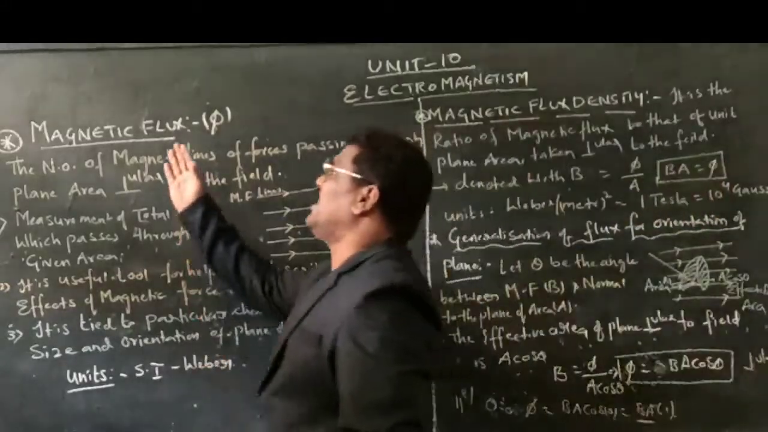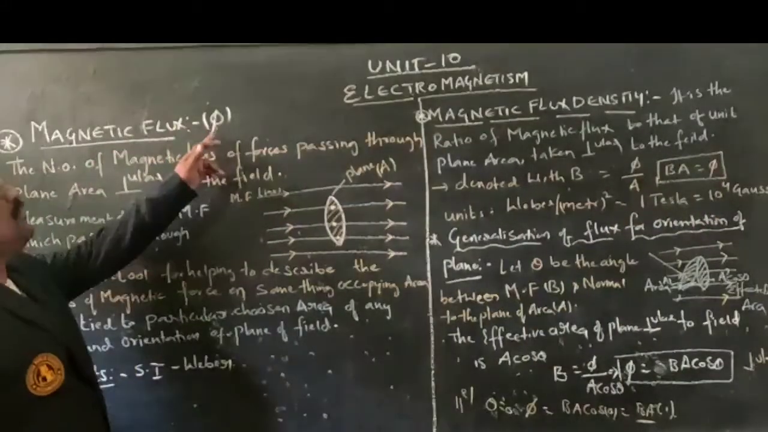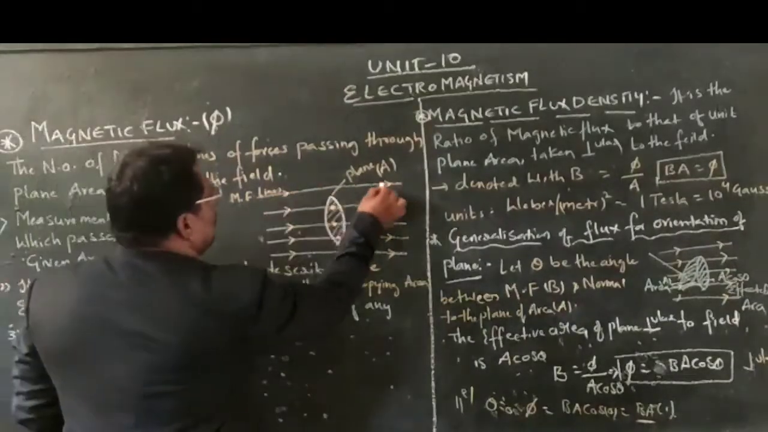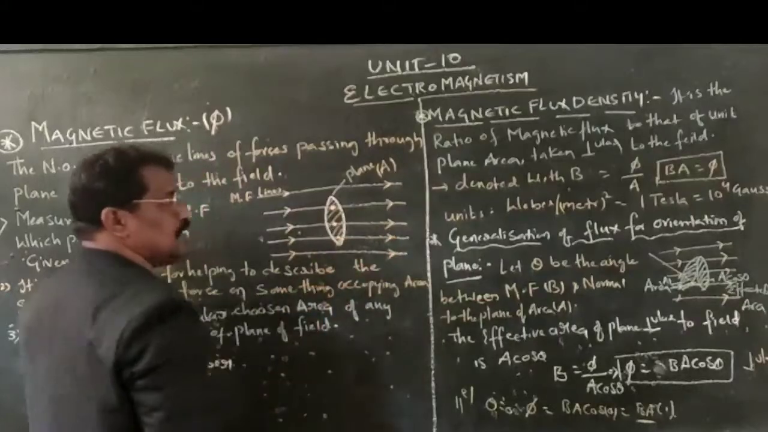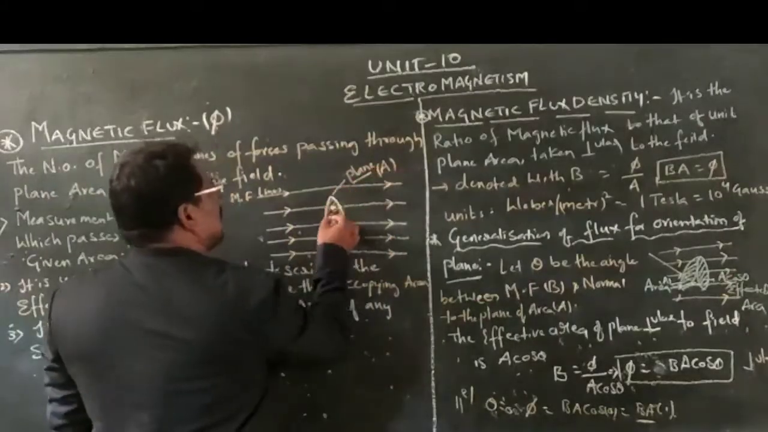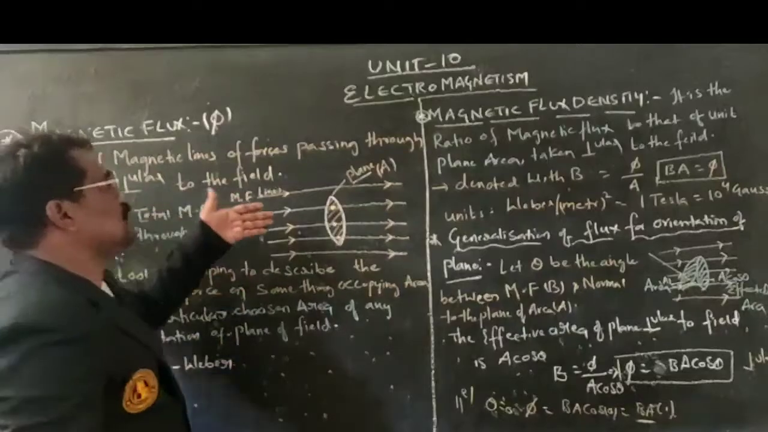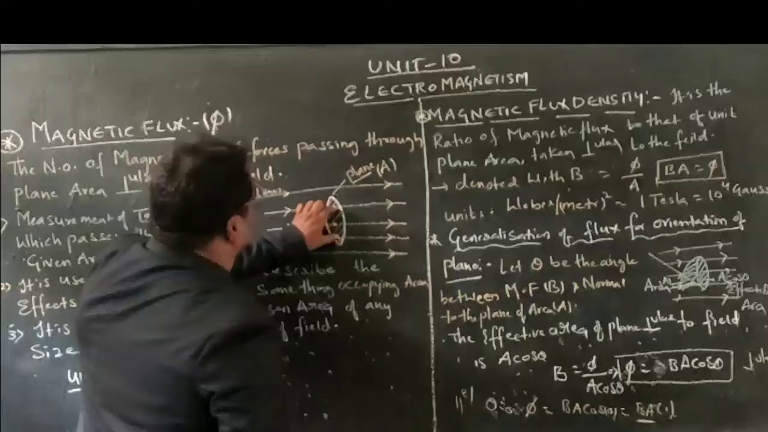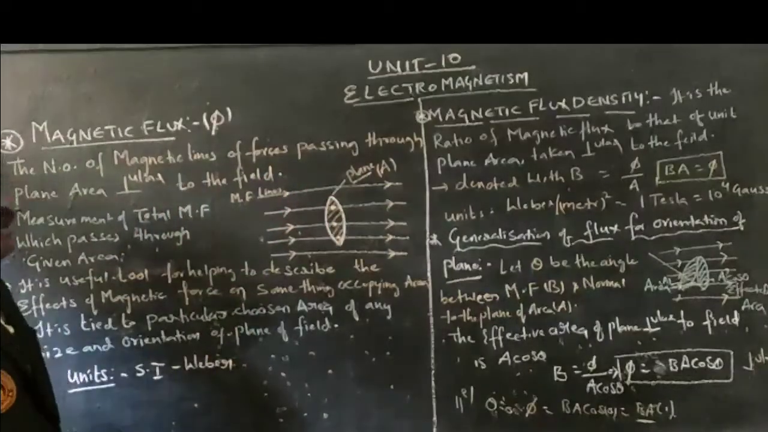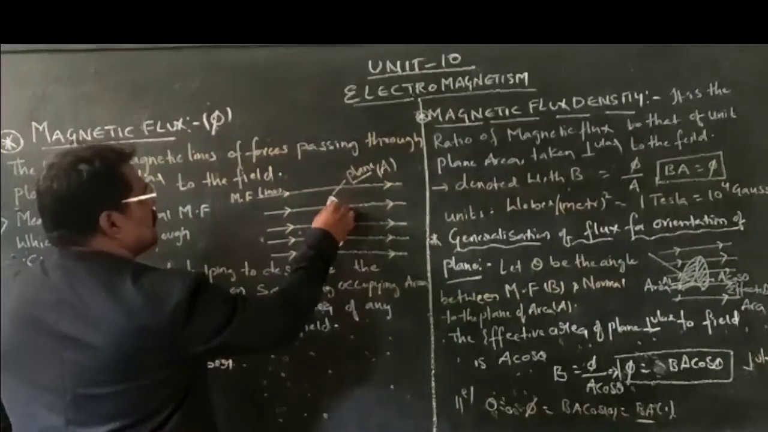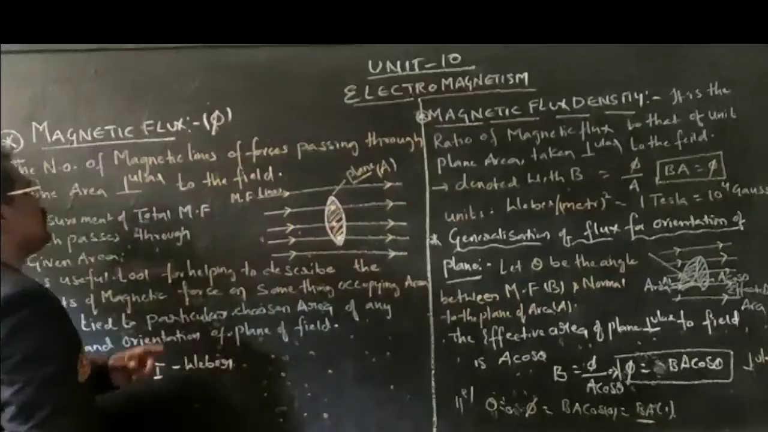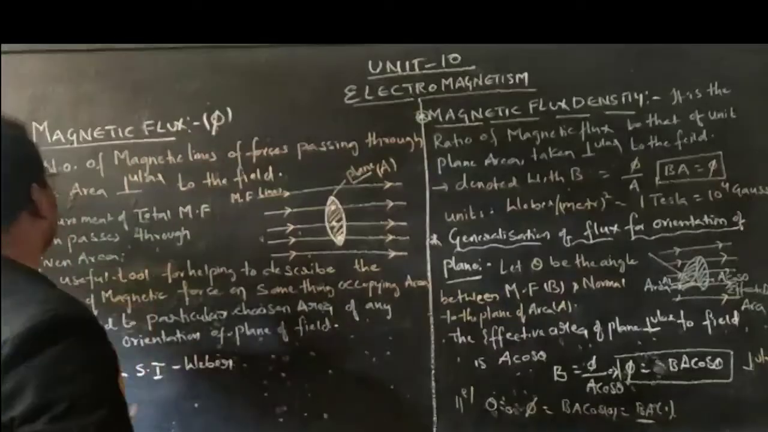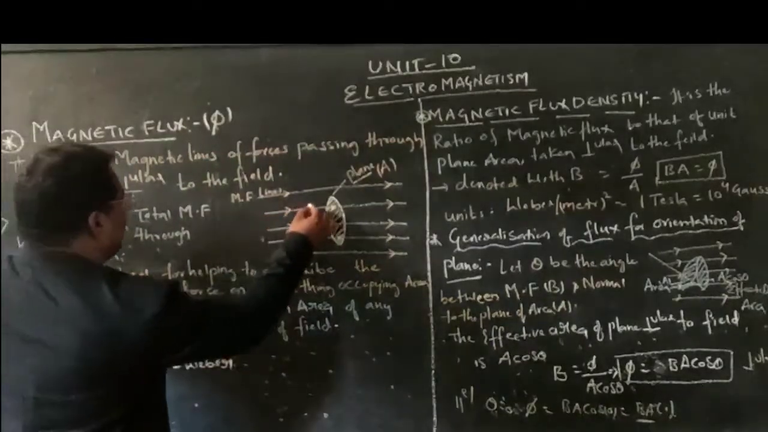Now the first one is magnetic flux. Magnetic flux is denoted with the Phi symbol. What is called magnetic flux? Magnetic lines of force are there, and I have taken a plane area exactly perpendicular to the magnetic lines of force. The number of magnetic lines of force passing through this particular unit area is called magnetic flux. This magnetic flux is useful for measurement of magnetic field.